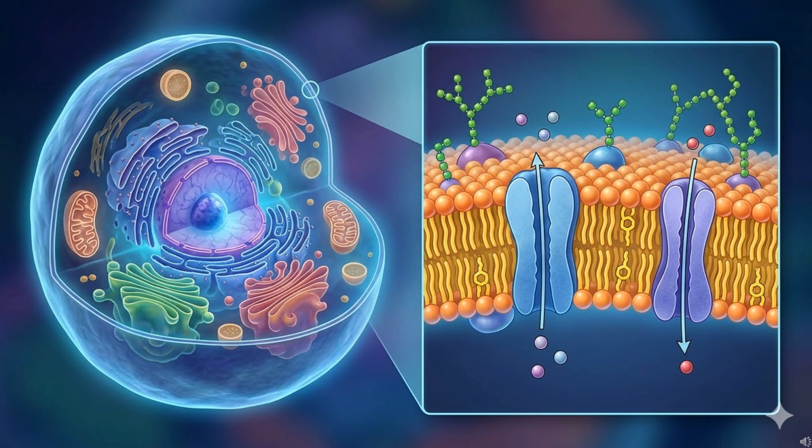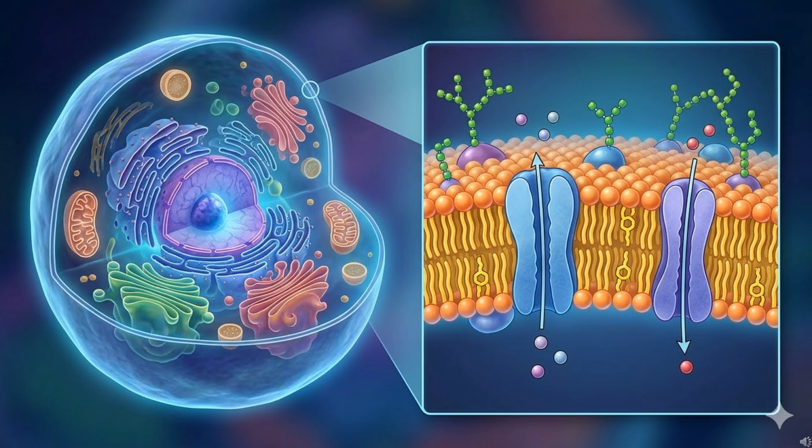Welcome to the ultimate security system on Earth. Your cells. Right now, trillions of tiny invaders are trying to break inside you. Every living cell is an empire, and like any empire, its survival depends entirely on border control. This is the plasma membrane.